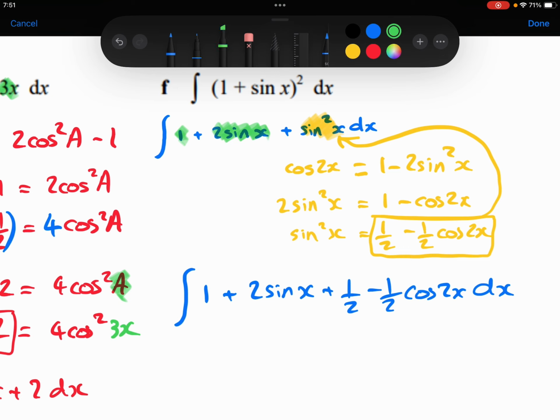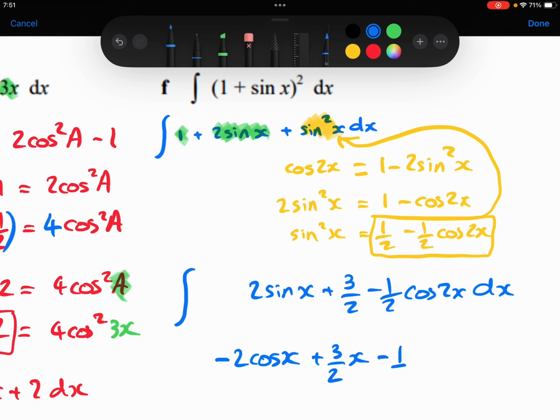I've got a 1 plus 1/2, so I can collect up those like terms just to save me work on integration. The 1 plus 1/2 is 3/2. And now all of these terms will integrate relatively simply. The 2 sine x will integrate to be minus 2 cos x. The 3/2 will integrate to be 3/2 x.